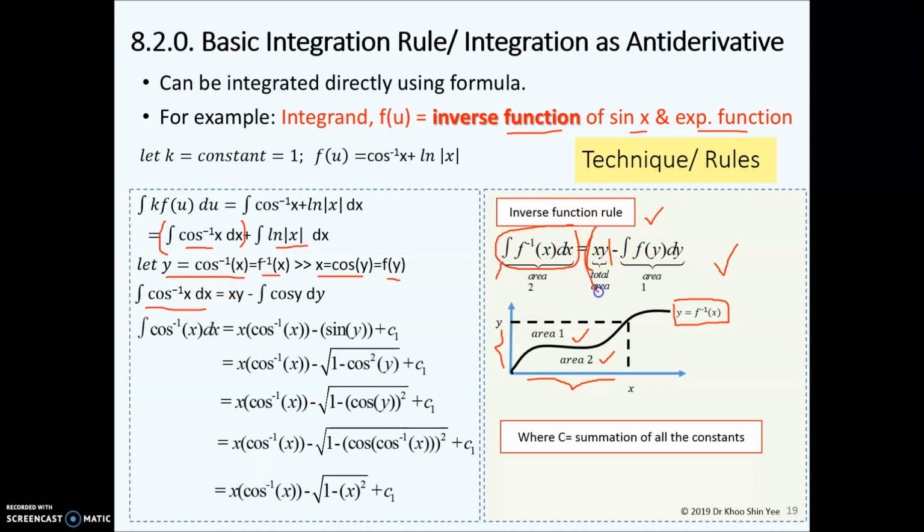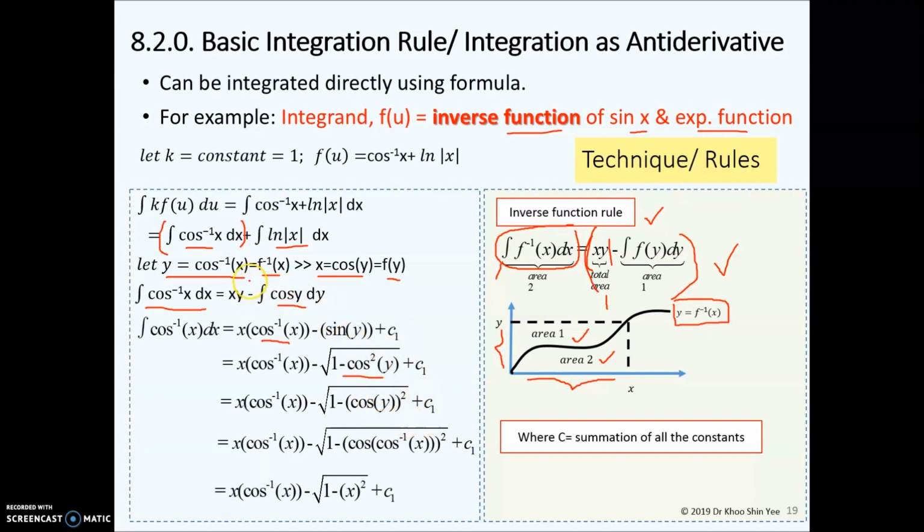Therefore, we can solve using the right hand side. The right hand side is the total area minus area 1, and this is your area 1. Integrate function 1, which is cos y. You can substitute your y inside, you get this, and then you integrate cos y, you get sin y. By using the identity, sin y is equal to this, and then we can substitute the y inside.